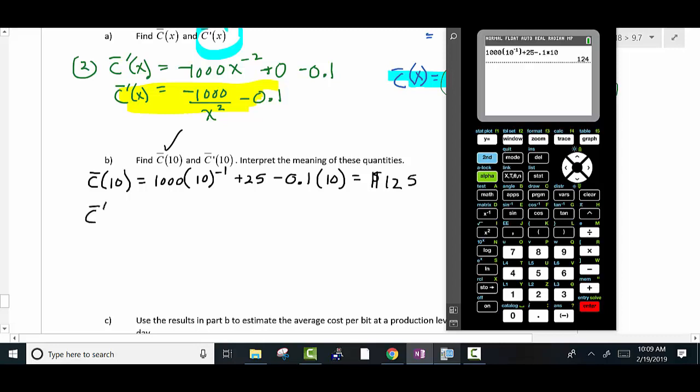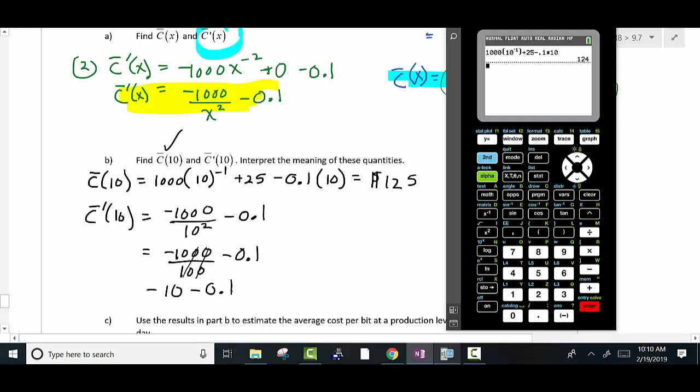Where do I plug in the 10 on C bar prime? Where does that go? Into the derivative. That's the one that's in yellow. Okay? So when you do this, you would have negative 1,000. Okay, plug the 10 in here, so that would be over 10 to the second minus 0.1. Okay, and you can do it all in your calculator. I'm going to write this as negative 1,000 over 100. 10 to the second's 100 minus 0.1. If you divide 1,000 by 100, you get negative 10. Okay, like that. All right, so I'm not going to use my calculator, so that's just going to end up being negative 10.1, or in money values, it would be like negative $10.10.